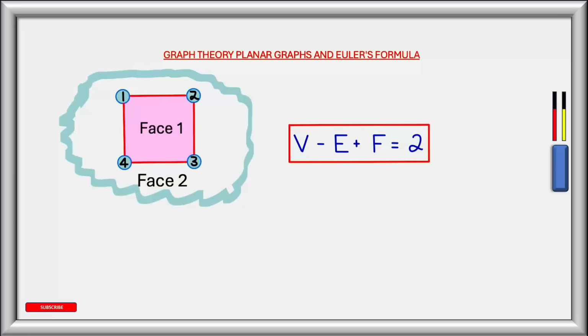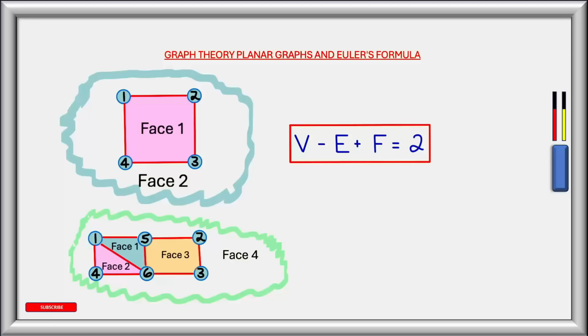We must count the exterior region as a face for the formula to hold true. Now let's look at this graph. We have 6 vertices and 8 edges. Face 1 and face 2, so the blue and pink region, create triangle shapes, and face 3 in orange creates the shape of a rectangle. And I've marked in the infinite face, face 4, which is outside of the edges of the graph.